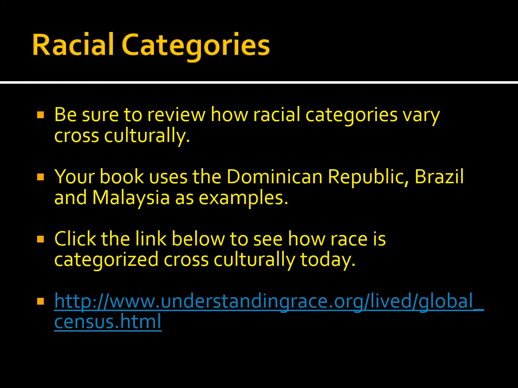So in this lecture, we've covered the development of the concept of race and how race and racism present in the United States. But be sure to review in your textbook how racial categories are formulated in other areas like the Dominican Republic or Brazil or Malaysia. And you can click the link here to see how race is categorized cross-culturally today, right? So you'll see how a bunch of different countries categorize race based on quote-unquote skin color.